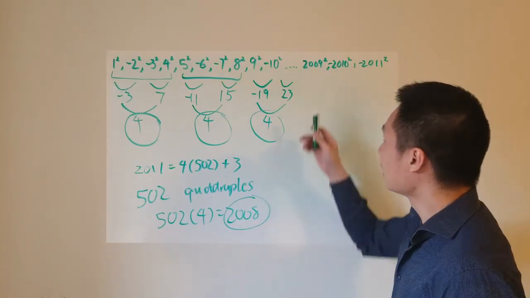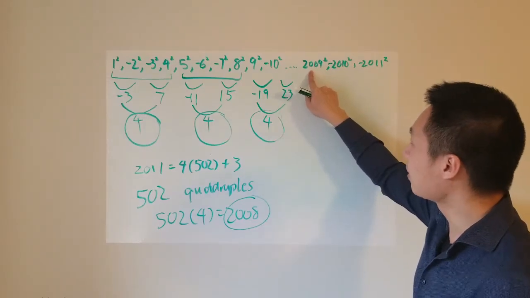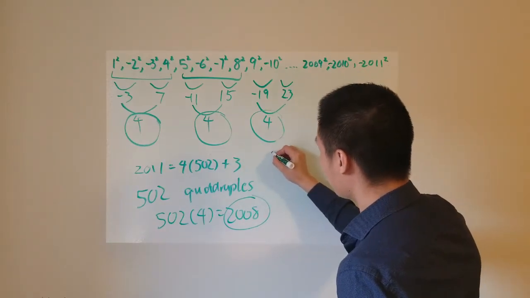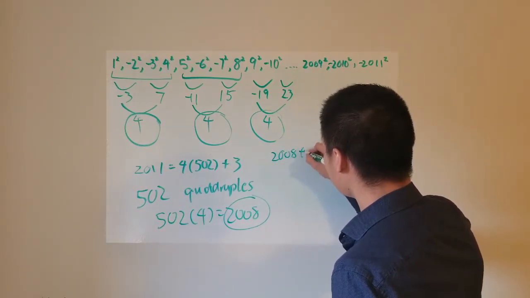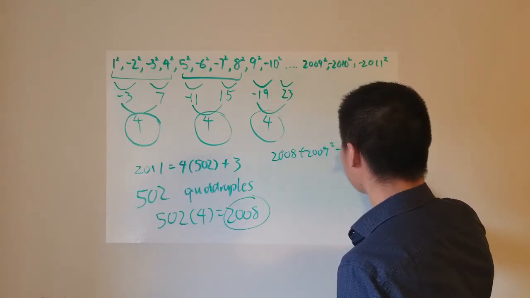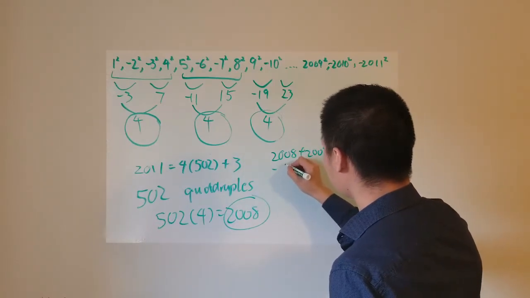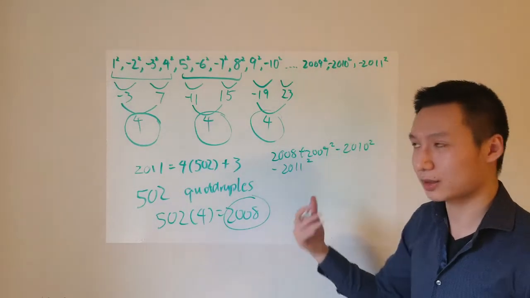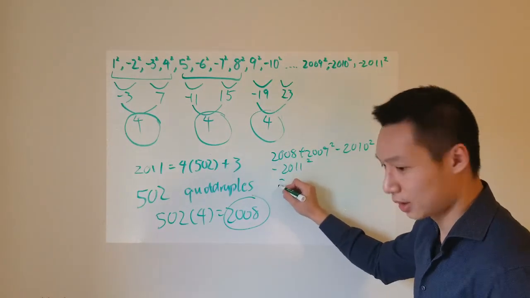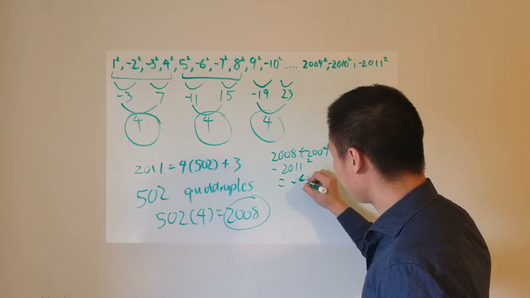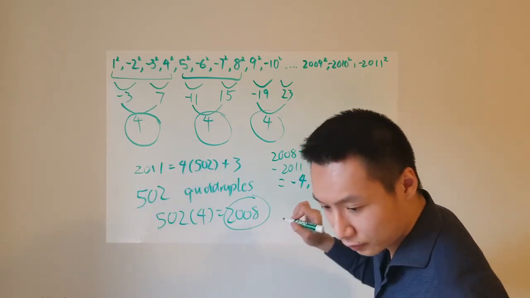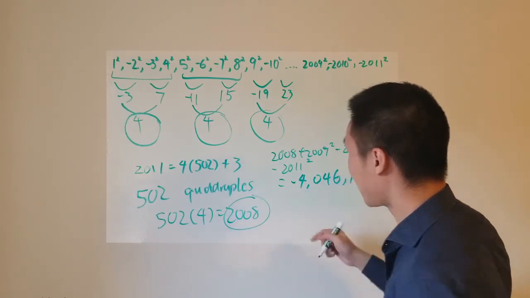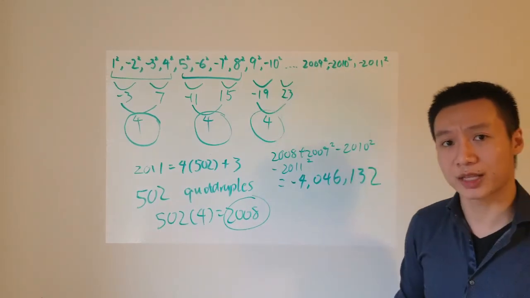Add to this sum positive 2009 squared, negative 2010 squared, and negative 2011 squared. So we have 2008 plus 2009 squared, minus 2010 squared, minus 2011 squared. You can punch this into the calculator because you only have 3 terms left. So you have a negative 4,046,132, and that is the sum of the first 2011 terms.